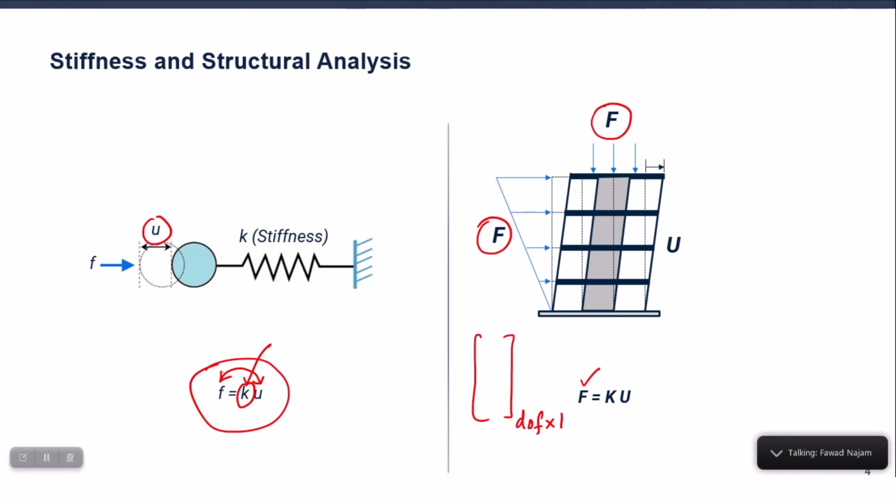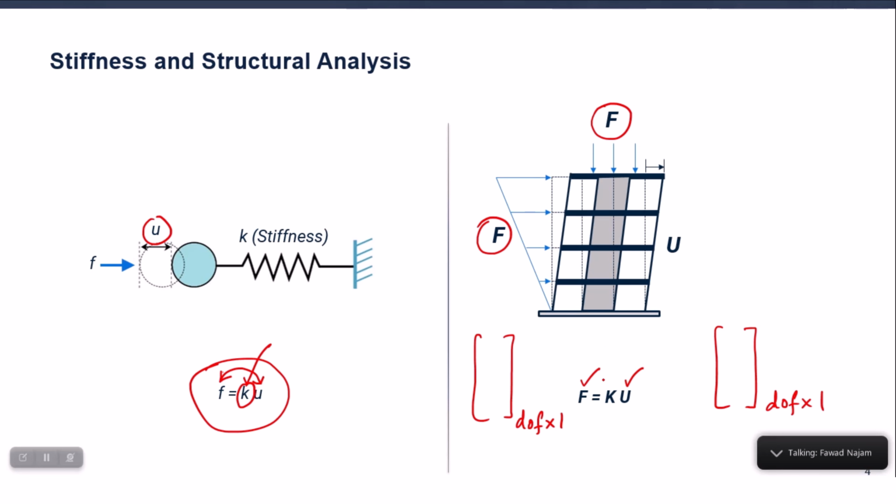So, all the applied loading can be used to construct this F vector. Similarly, all the deformations, the deflections of all the points in the structure, are represented by a u vector, and again it is a degree of freedom by 1 vector. So, this is a vector containing all the deflections at different points in the structure.